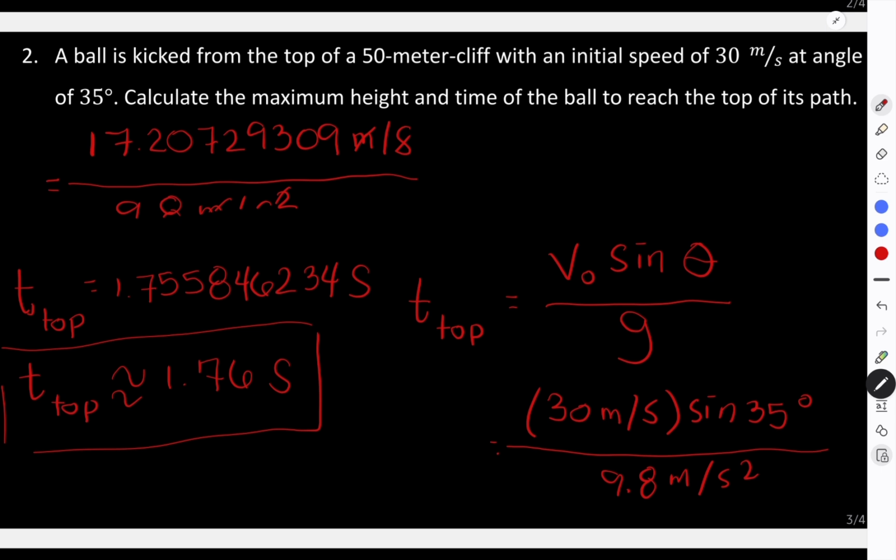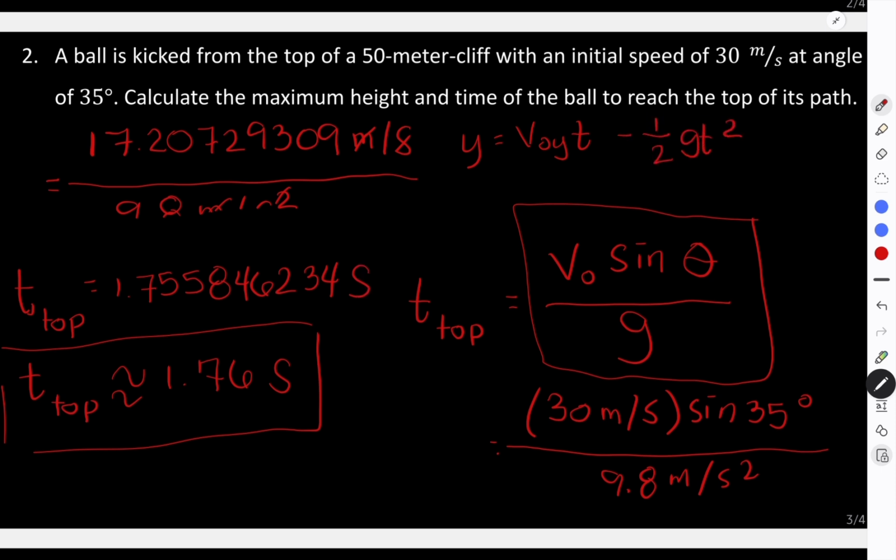Now getting the maximum height, we have to use this formula. Why? Again, for the maximum height, we need the time at the top. Diba, in order for us to get the final position in y component, we need y equals initial velocity in y component multiplied by the time minus 1/2 gt squared.